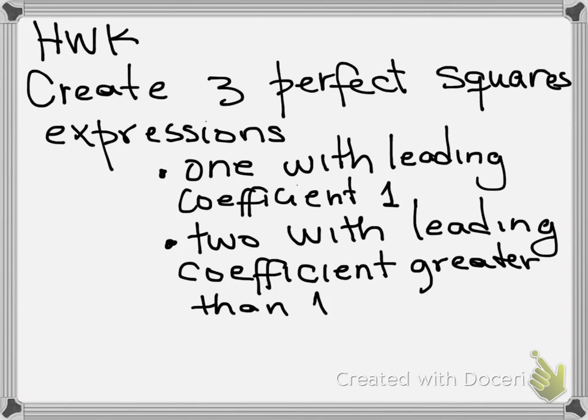Now, I'm not going to make this so easy. At least one of the 3 perfect squares has to have a leading coefficient more than 1. Better yet, yes, 2 of them have to have a leading coefficient greater than 1. One can have coefficient 1, that's fine. But 2 of them have to have a leading coefficient greater than 1. That's 3 expressions of perfect squares.